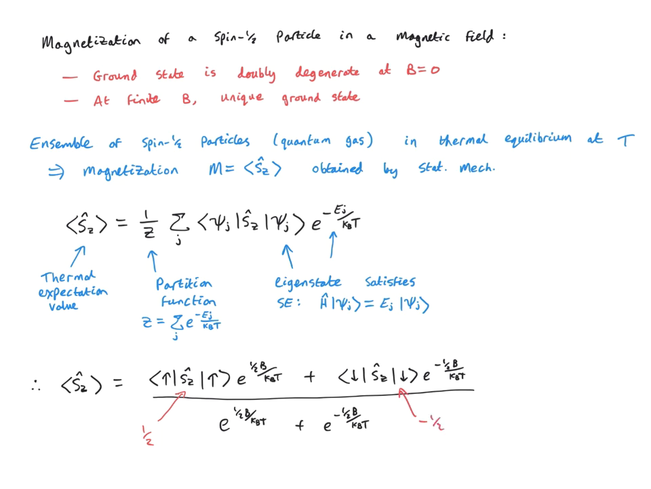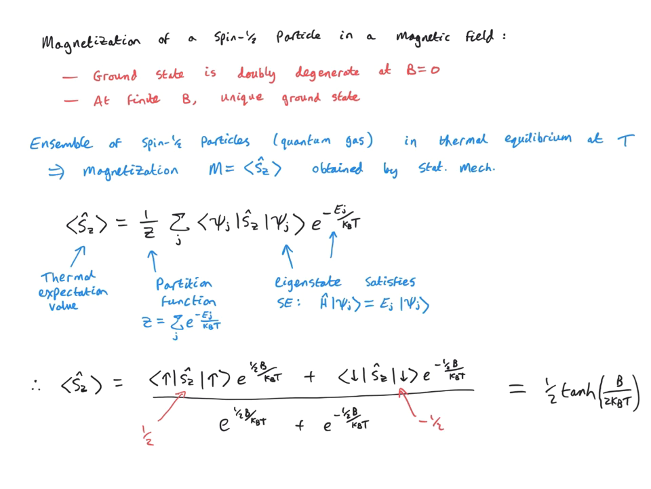With a little bit of algebraic manipulation, we can actually write this in a simplified and special form as 1/2 of the hyperbolic tangent of B upon 2kBT. The hyperbolic tangent is arising here because we have something like e to the x minus e to the minus x divided by e to the x plus e to the minus x.